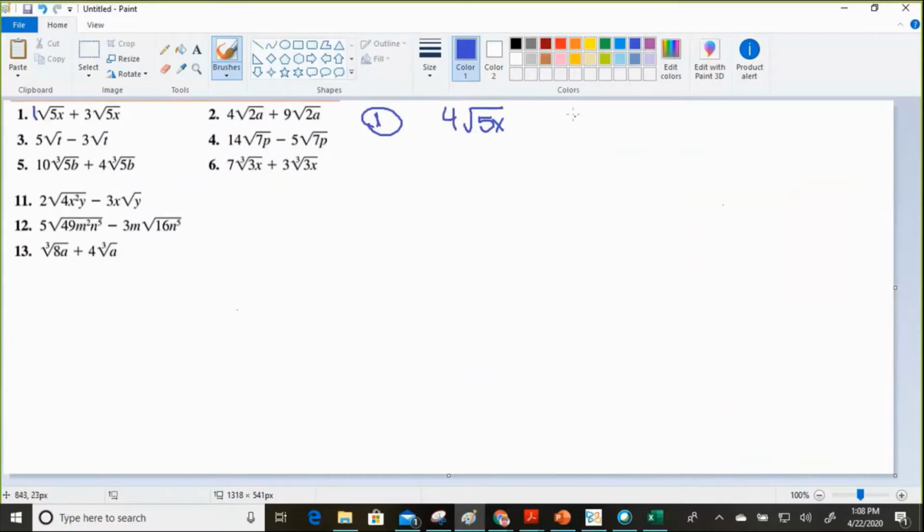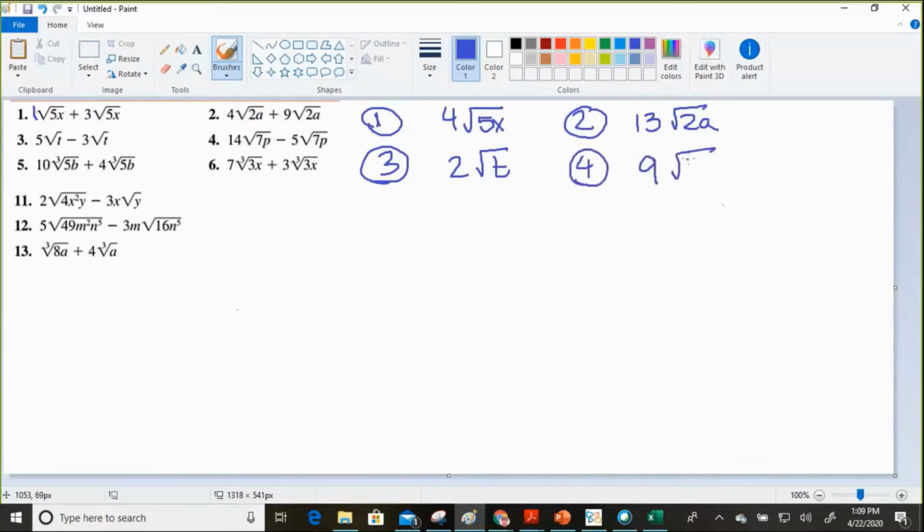Okay, number 2, my underneath is the same, so I add the outside: 9, 10, 11, 12, 13, and then I keep the inside the same. Number 3, inside the same, 5 minus 3 is 2, keep the inside. Number 4, 14 minus 5 is 9. Keep the inside.